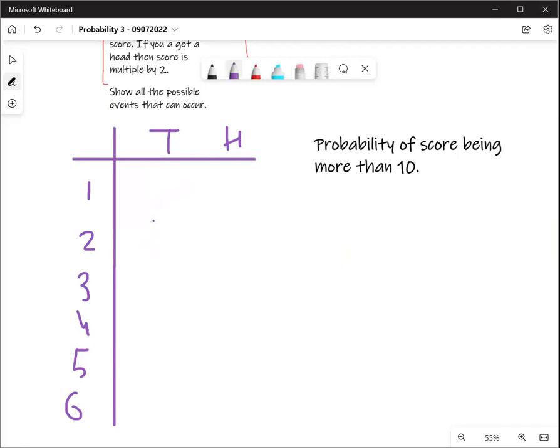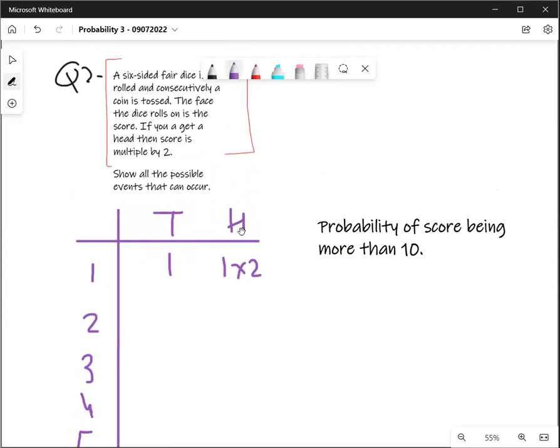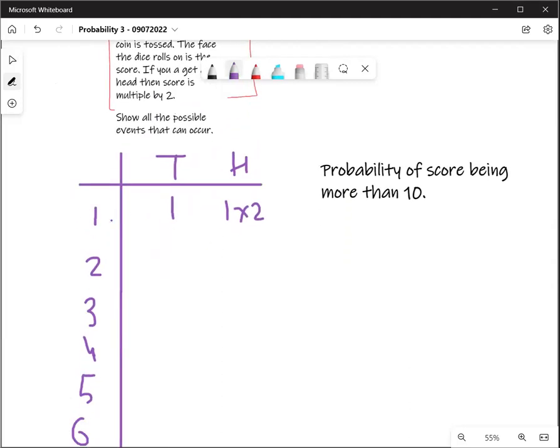So let's do one thing. We're going to write the scores here. Instead of writing T1, let's write the scores. So when it's 1 and tail, then the score will be 1. When it's 1 and head, the score will be 2, 1 times 2. Yes? So whenever you get heads, the dice doubles. That's your score. So now we're writing all these scores.